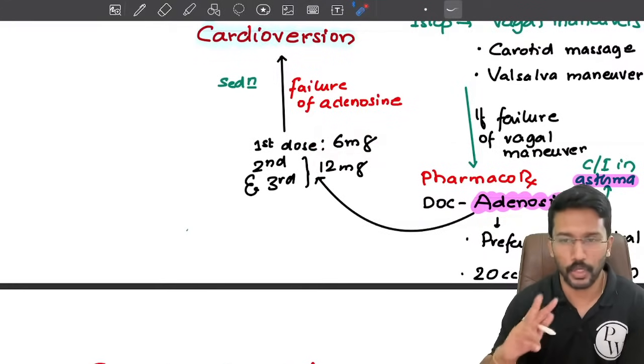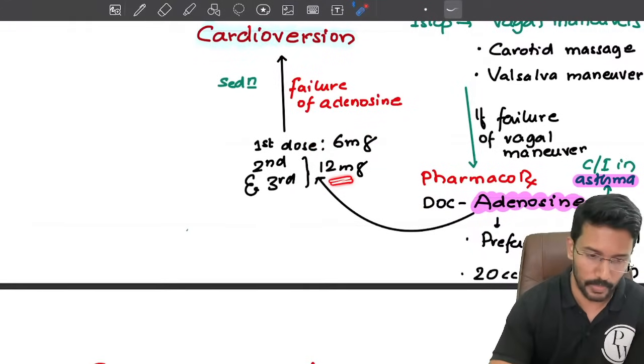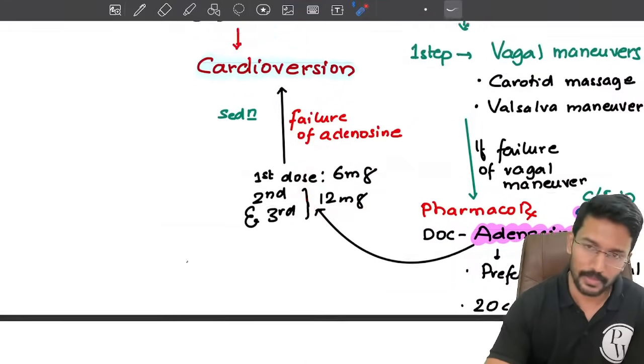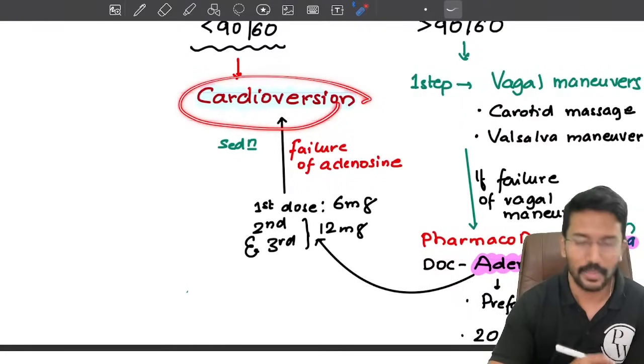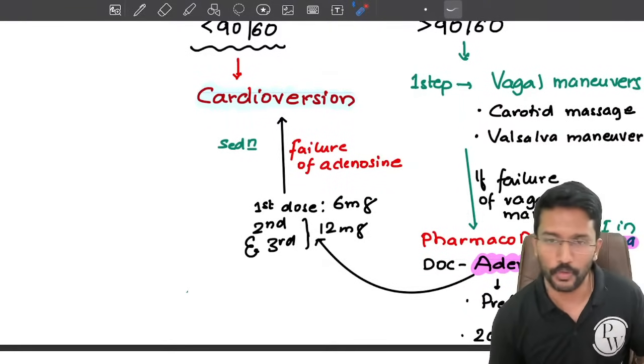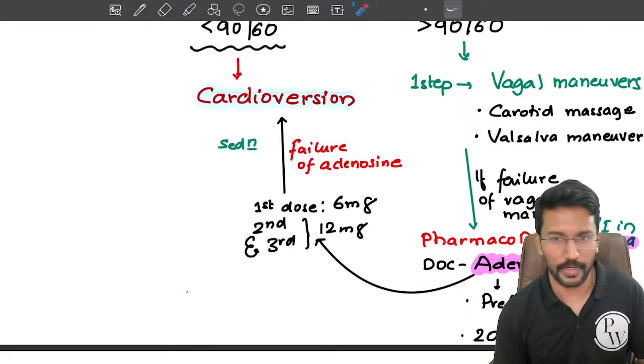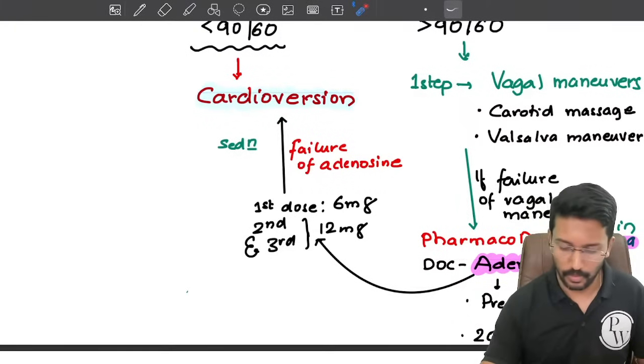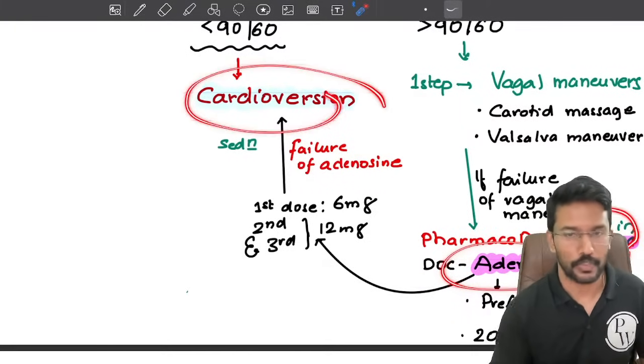If it fails, you can do second and third dose with the 12 mg. If that also fails, then you don't have a choice but to go for cardioversion. This is the approach to management of a case of supraventricular tachycardia, right? All these are important MCQ points.